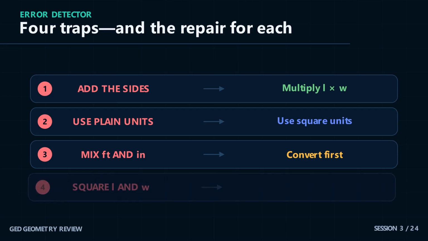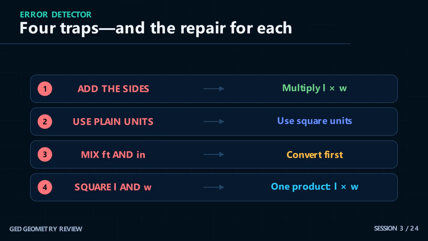Use this final check. Identify the inside surface. Make the units match. Multiply 2 perpendicular dimensions. Then label the result with square units.